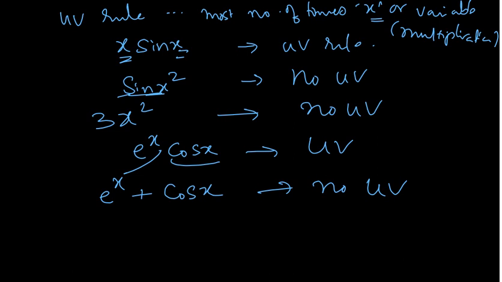So these are some, because you will get some confusion later on with another rule called the chain rule. You will see when to apply what. That's why I'm making sure this is the clarification for that UV rule. So what is that UV rule?